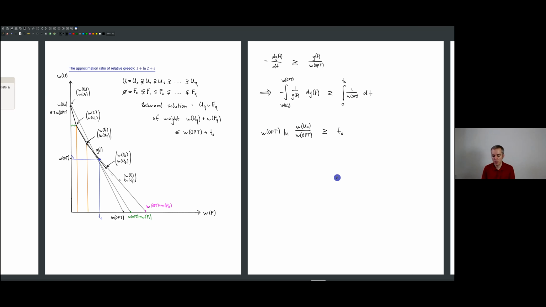Just resolving that inequality. And now I can use it over here. So let me be clear. So the solution we obtain here, I can replace T0 by that expression. And what I get is W of opt, the weight of opt, times 1. The 1 comes from this term, plus the natural logarithm of the weight of U0 divided by the weight of opt. And so keep in mind, this is at most a factor of 2, because it started with a 2 approximation. So I got a 1 plus ln 2 approximation.